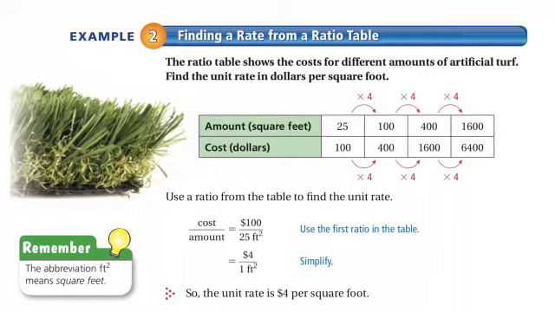Notice the table gives it to us with amount on top and cost on the bottom. But they asked in the problem for the unit rate in dollars per square foot. You almost always have to turn the table over because they will almost always ask for it in the reverse order. So in this case, it's dollars per square foot. You do have to pay attention to how they ask for it in the problem, and then look at where those units are in the table.